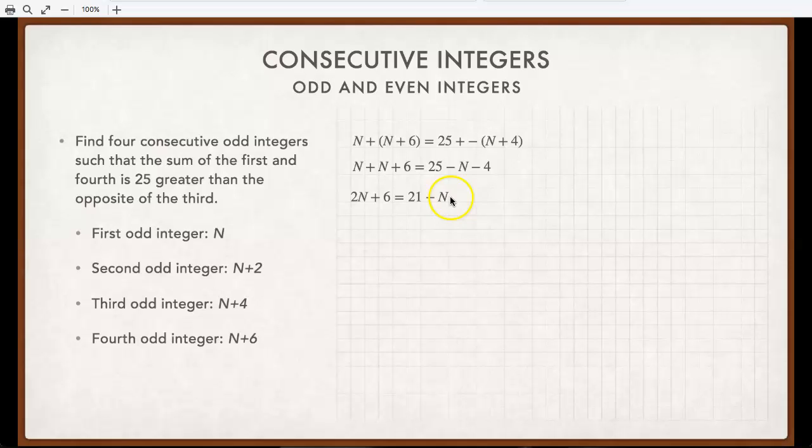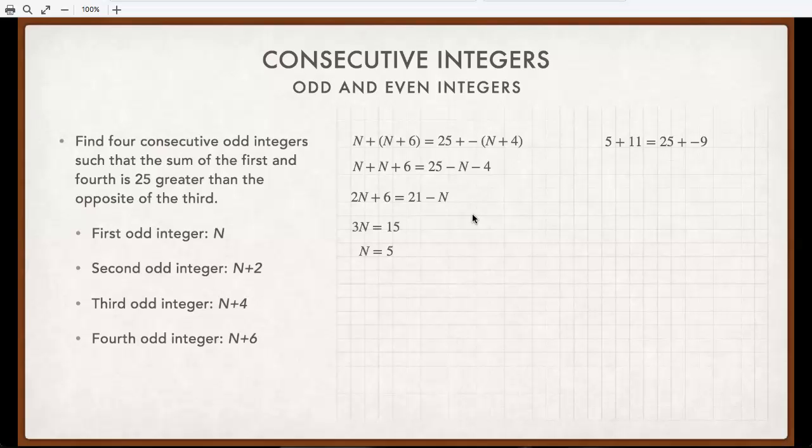Move the variables to the left by adding n to each side, and we move the constants to the right by subtracting 6 from each side. We get 3n is 15, divide by 3, n is 5. So our four integers are 5, 7, 9, and 11.